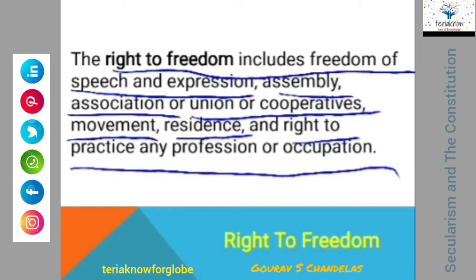Understood? So while enjoying these freedoms, care should be taken that it does not hamper the larger interest of the nation and the people. Understood? So the constitution gives every person the right to life, and it lays down that no person shall be deprived of his life and personal liberty except according to the procedure established by law. So in case of any arrest under ordinary circumstances, the Constitution grants three rights to an individual.